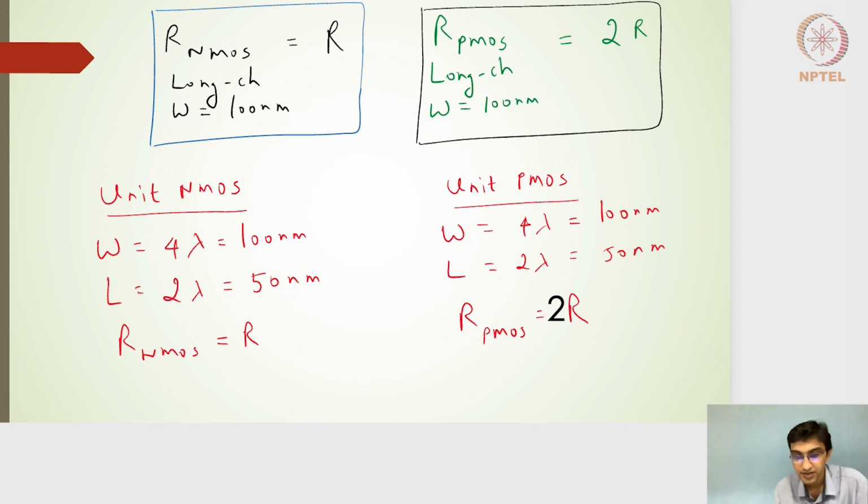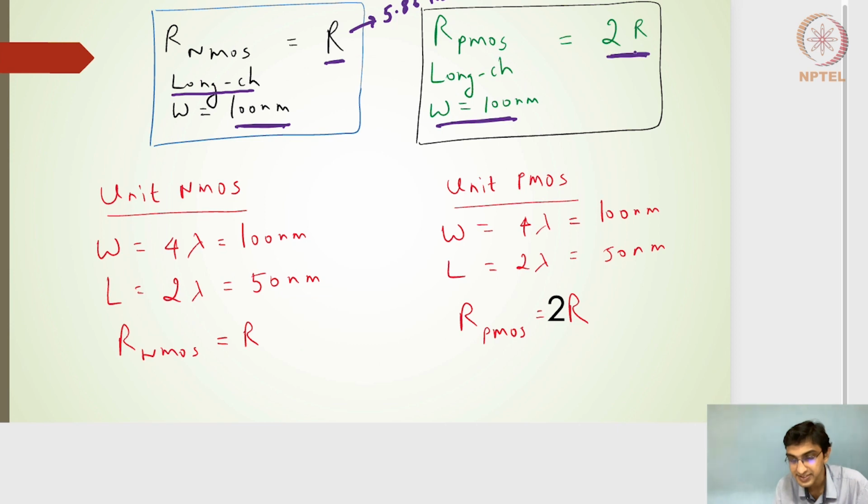Moving forward, just to summarize, R NMOS, if I consider it to be the long channel resistance, for 100 nanometers is nothing but 5.86 kilo ohms. So if I say that this is a constant R value, the PMOS long channel for the same dimensions will be 2R. And the reason is very, very simple.